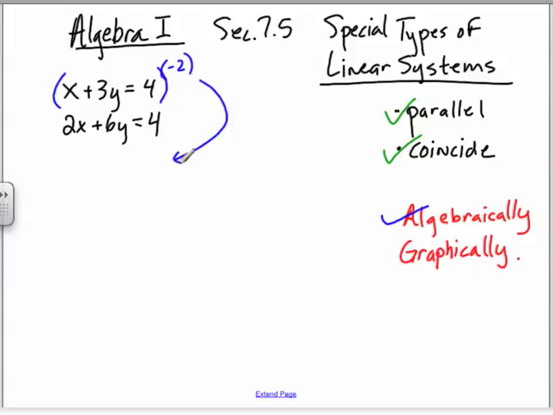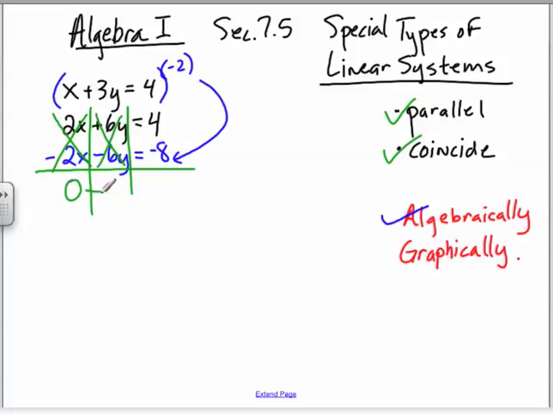Okay, so now I'm going to have a new equation. I'm going to get -2x minus 6y is equal to -8. Okay, now when I draw my columns here and I add these things up, these cancel, and so do these. So I get 0 on this side, but on this side you're going to notice I get -4, and that simplifies to an equation that says 0 equals -4.